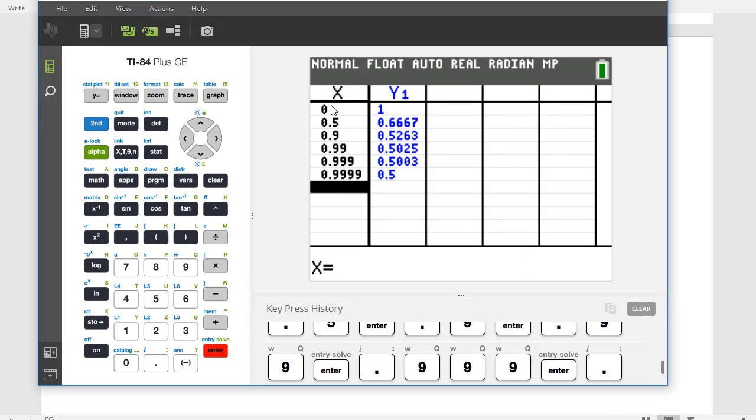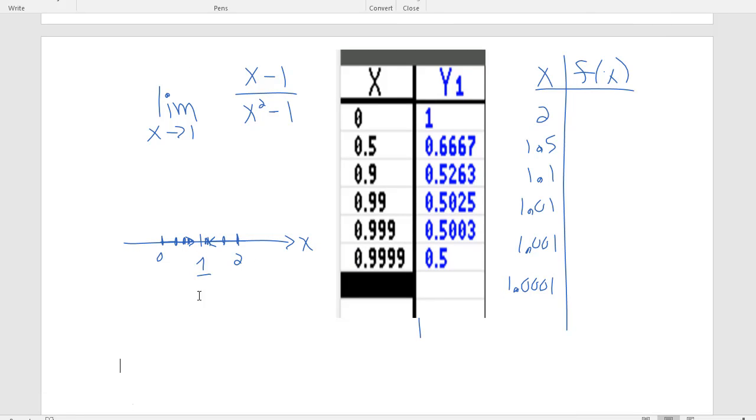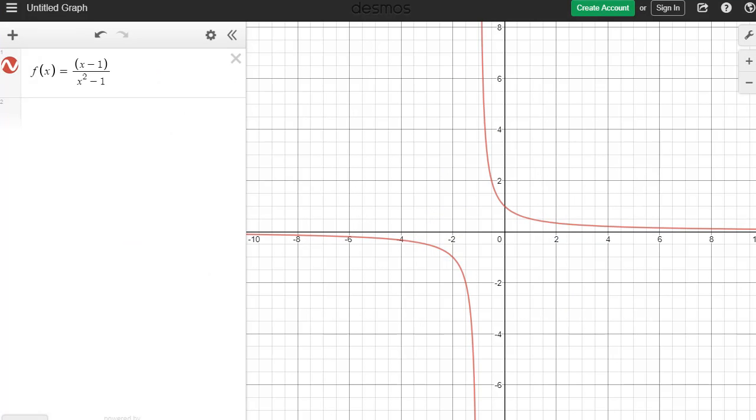Now I could come back into my table, and I could do that. I could hit 2, I could hit 1.5, so on and so forth. Another way to do this, another tool that I could use is Desmos.com. So if I bring up Desmos.com, and I go into the graphing calculator, I'm going to take the same approach here. There's a slightly different way in which I build a table in Desmos.